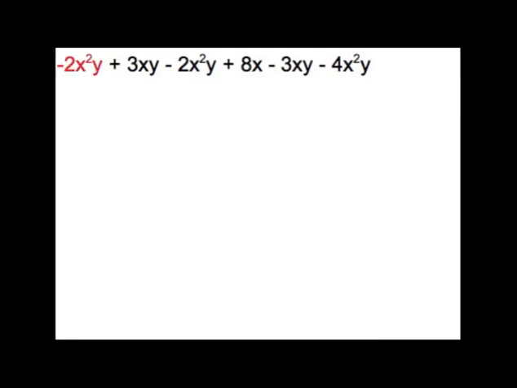Let's find all the terms that are like negative 2x squared y. So we're looking for variable and exponent combinations of x squared y. Notice there are two terms that are like negative 2x squared y. We have another negative 2x squared y, and we have negative 4x squared y. All these terms are like terms because they have the variable and exponent combination of x squared y.